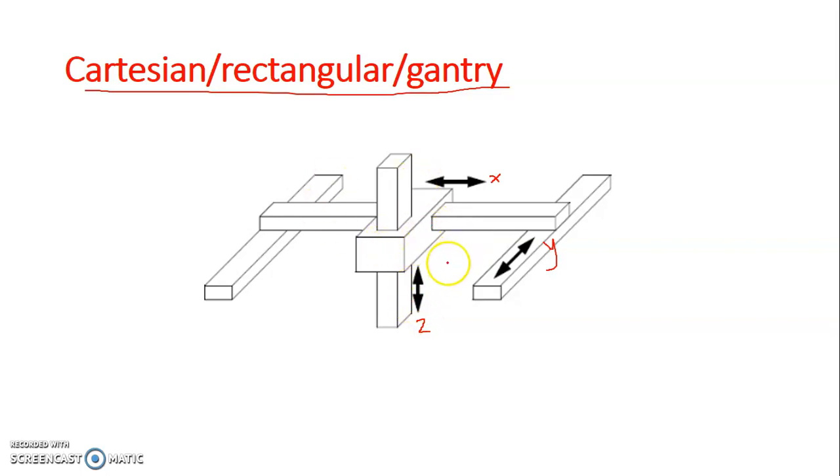So this whole assembly can move up and down, according to the arrow marks shown. This part and this part can move in this direction along the x-axis, and this can have the motion in the y-axis. This is called the Cartesian, or rectangular, or gantry type of configuration of the robot. By using this type of configuration, we can have a robot that has only linear motions.